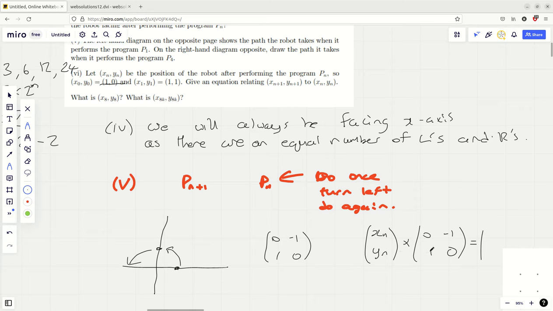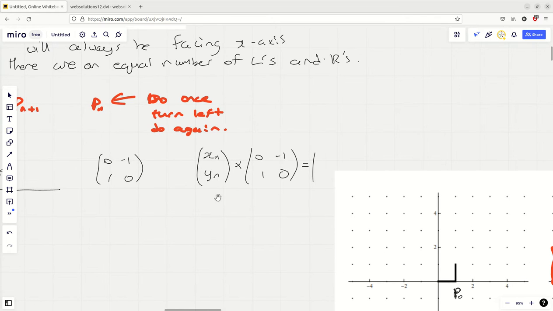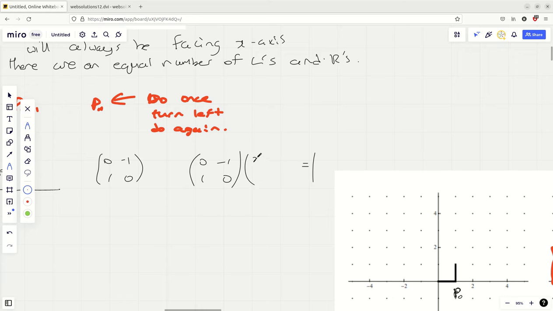Let's do it properly. Okay, let me just budge it over. I've written it down backwards, haven't I? I was wondering why it wasn't working. Anybody who was screaming at the screen there, good for you. So it's 0, 1, minus 1, 0 times xm, ym. Now the matrices are indeed conformable. Okay, right, now we can do it.